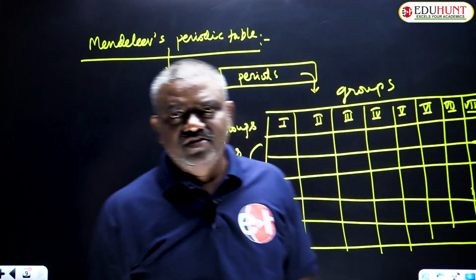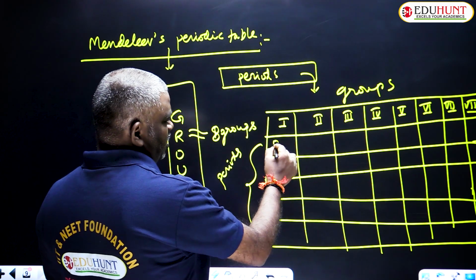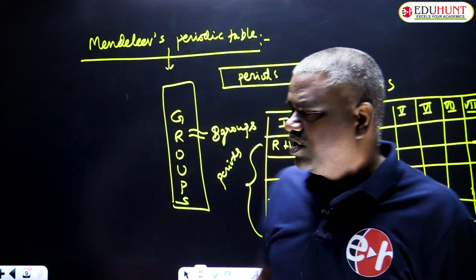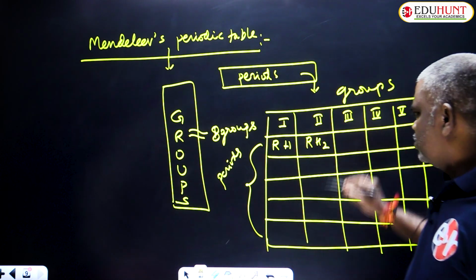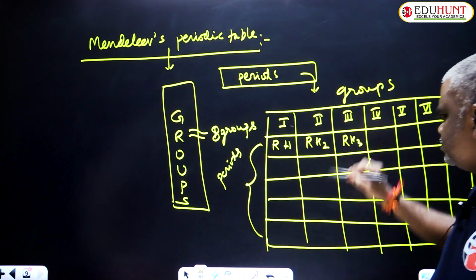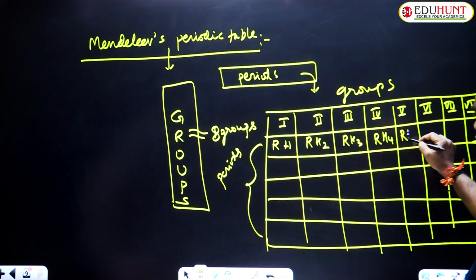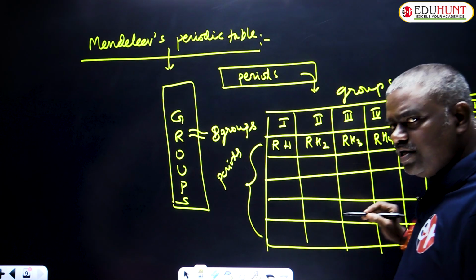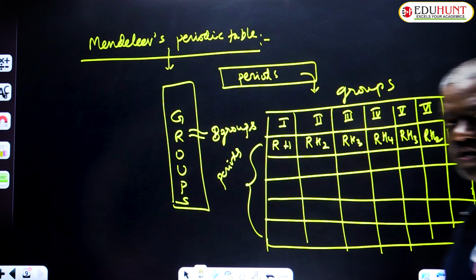with the other elements. So, according to hydrogen, in the first group RH is formed. R means element. In the second group RH2, because this is a second group element. In the third group RH3. In the fourth group RH4. In the fifth group again it is RH3, decreased. Next one is RH2, RH, and finally RH0.